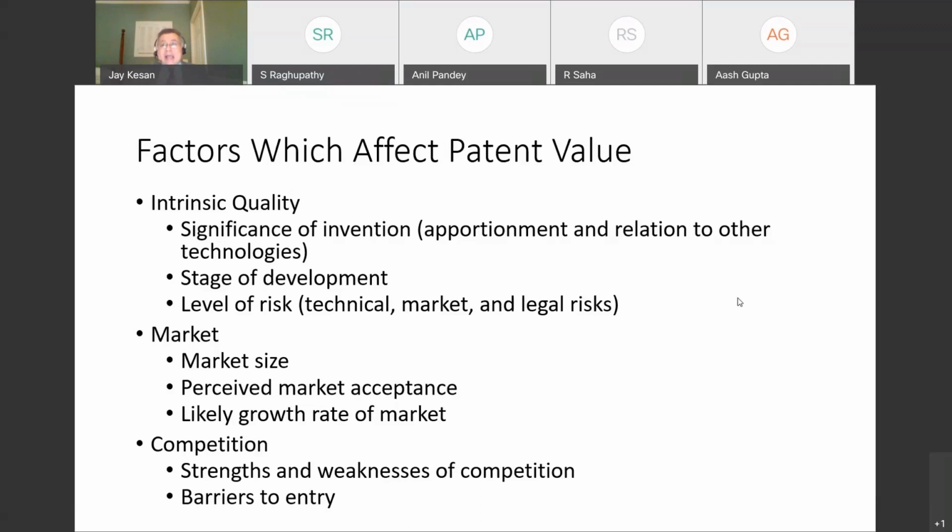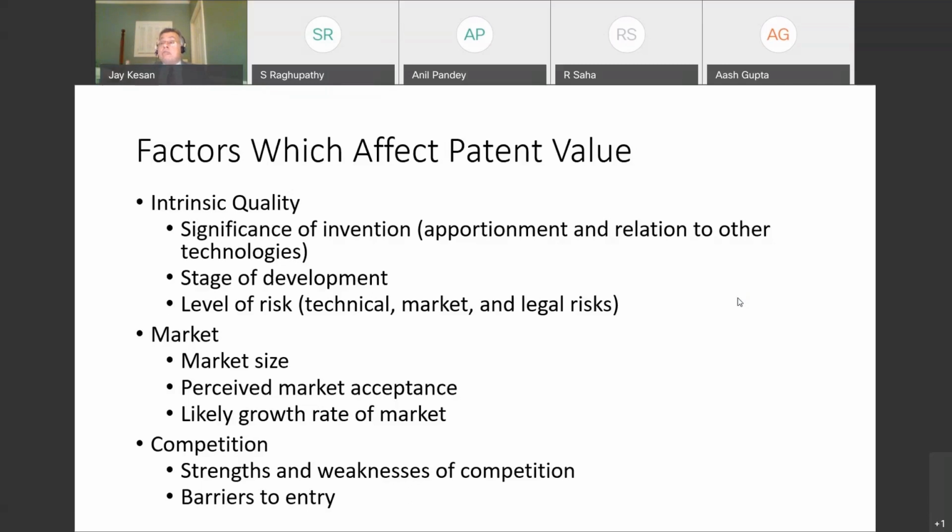The second important piece related to market value is the market. What is the size of the market for the products and services that are deploying your patents? How big is the market? What is the likelihood that this product is going to be accepted in that market? And how exponential is likely to be the growth of those products and services in the market? So what is likely to be the projected revenues in a few years?